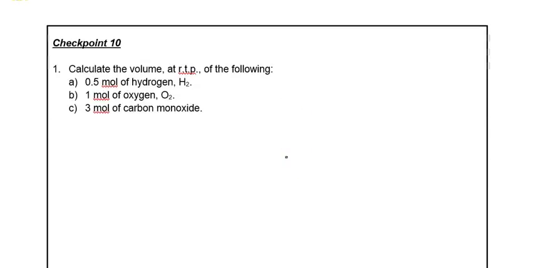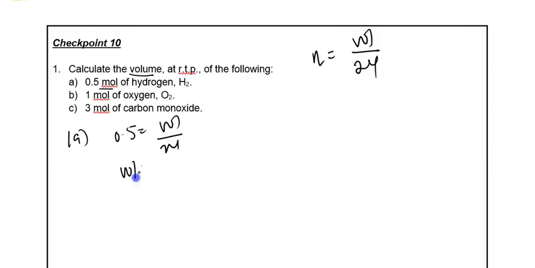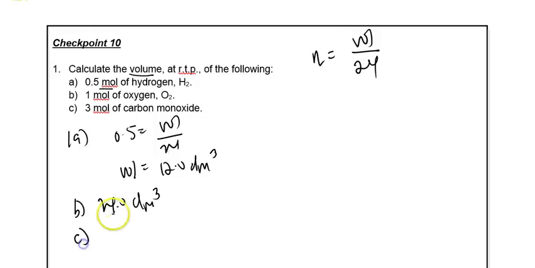Now, pause the video here to try checkpoint 10. Continue the video once you are done. So for checkpoint 10, 1A, very simple. Number of moles, you must calculate the volume at RTP. So use the equation number of moles equals to volume over 24. So for 1A, 0.5 equals to volume over 24, and you should get volume equals to 12.0 dm cube. So if you do likewise, 1B you should get 24.0 dm cube, and for 1C you should get 72.0 dm cube.